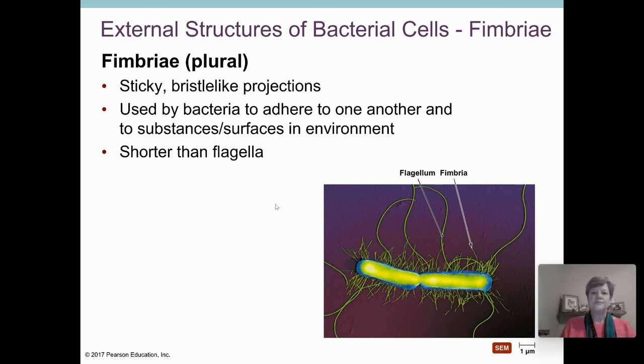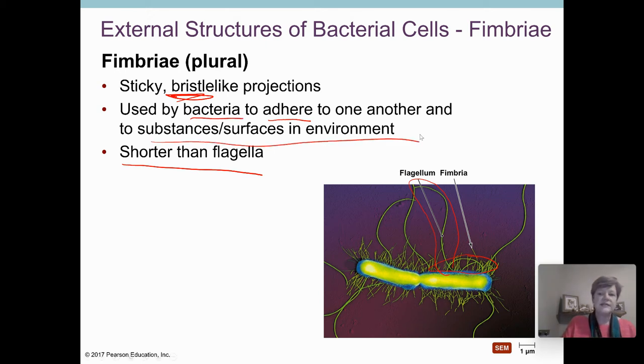Another structure outside of the cell wall are called fimbriae, and that's plural. These are little bristle-like projections, but they're not flagella. In fact, they're shorter than flagella. In this picture, the fimbriae are these short, bristly-looking things, whereas the flagellum would be that really long one. And so a cell can have both. Really, the function of the fimbriae is to attach or adhere to other bacteria and to surfaces.